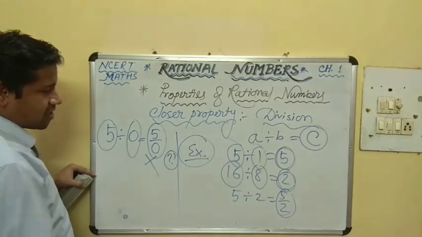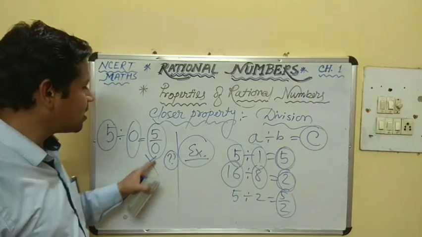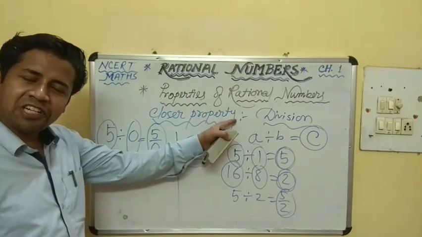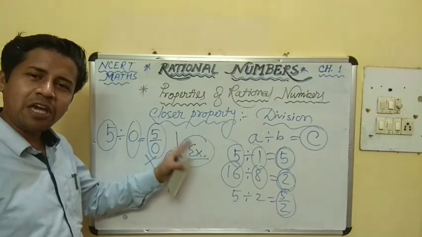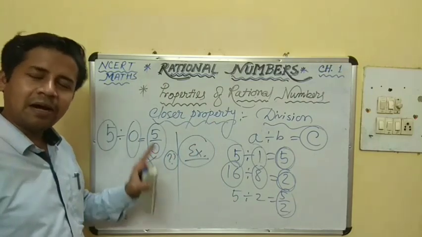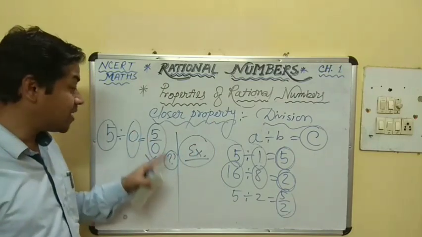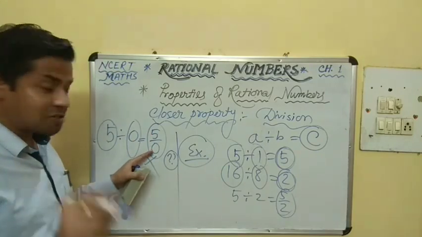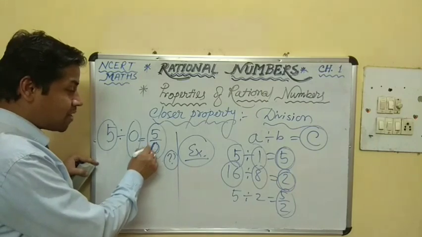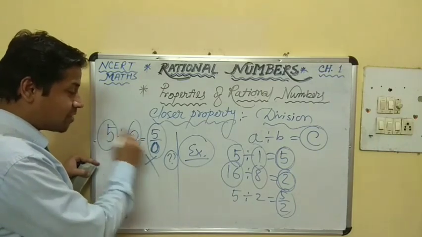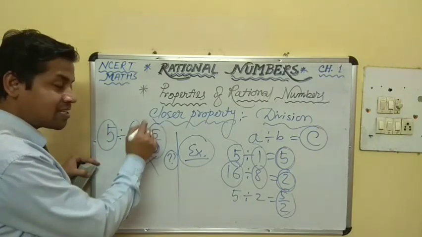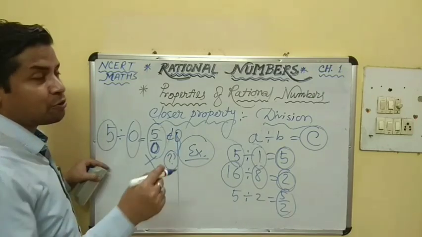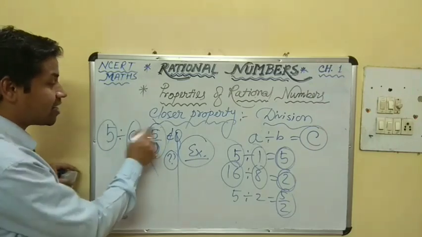It is not a rational number because it is not in the p by q form according to the definition of the rational number, where p, q are integers but q is not equal to 0. Here p and q are integers, it is right, but q should be non-zero, and here it is 0. So we can't say this belongs to Q. It does not belong to Q. Q means rational numbers, so it is not a rational number.